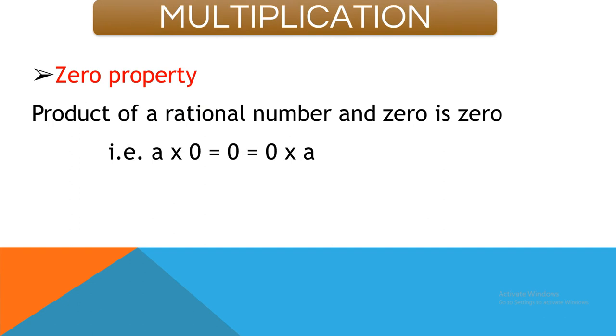Next property is, what is the zero property? Zero property says that for any rational number, there exists a number 0 in the group of rational numbers such that their product is 0. Product of a rational number and 0 is always 0. So this 0 is a rational number such that when we multiply 0 with any rational number, maybe negative, maybe positive, the result will come out 0. This 0 is called zero element of multiplication.